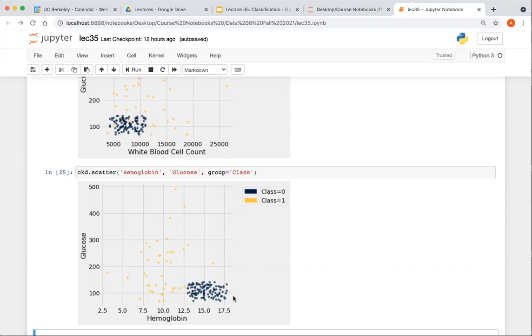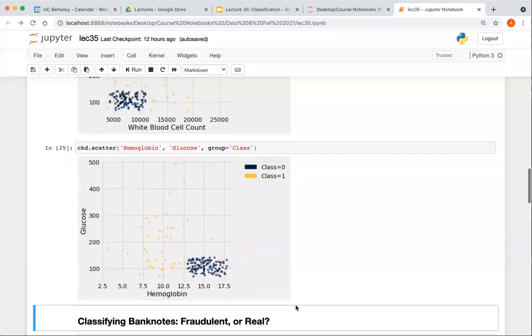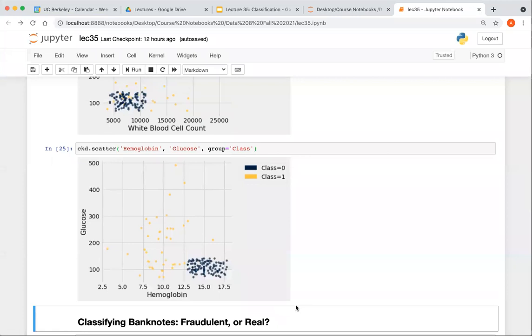And so now what we're going to do is look at another example. We're going to look at data on banknotes. Somebody took pictures of banknotes, fraudulent banknotes and real banknotes, and looked at attributes of these. This is the historical data set. We know which ones were fraudulent or not. Our job is to identify which ones are fraudulent and which ones were not.